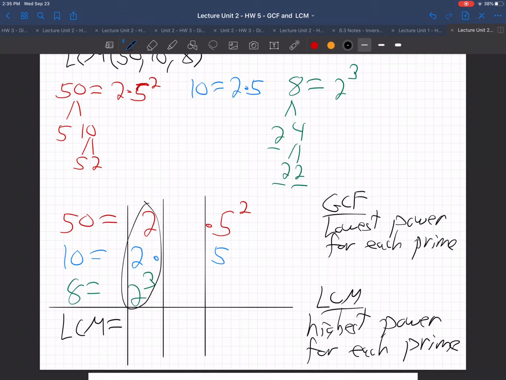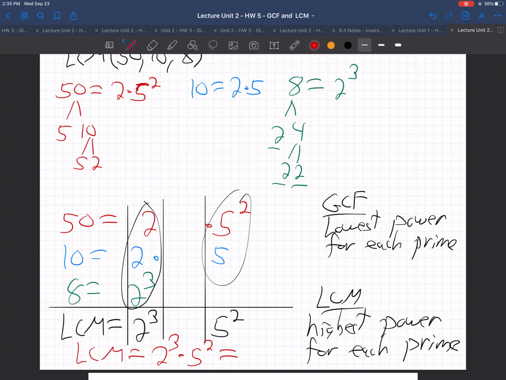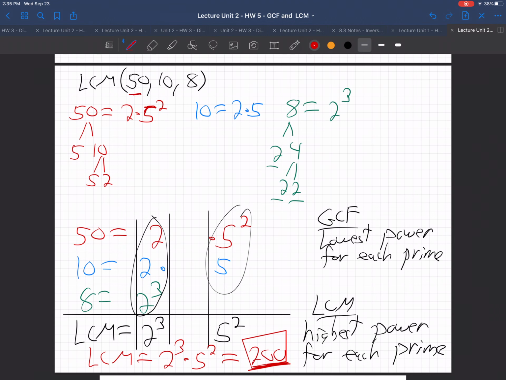So what's the highest power on the 2's? Well, 2 to the third. What's the highest power on the 5's? 5 to the second. So then you multiply those together. So the LCM then equals 2 to the third times 5 squared. I think, let me see, that's 200. So there it is, the answer to the question, 200. 200 is the LCM of those three numbers. That's the LCM of 50, 10, and 8.